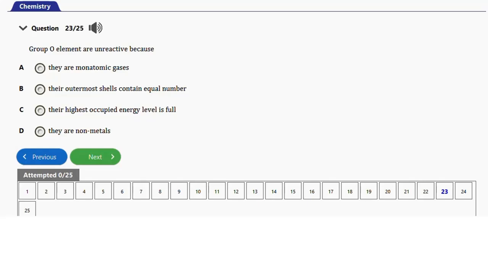Their atom shells contain... No. Their highest occupied energy level is full. They are non-metals. The right option is option C. The highest occupied energy level is full. The next question will be this one.